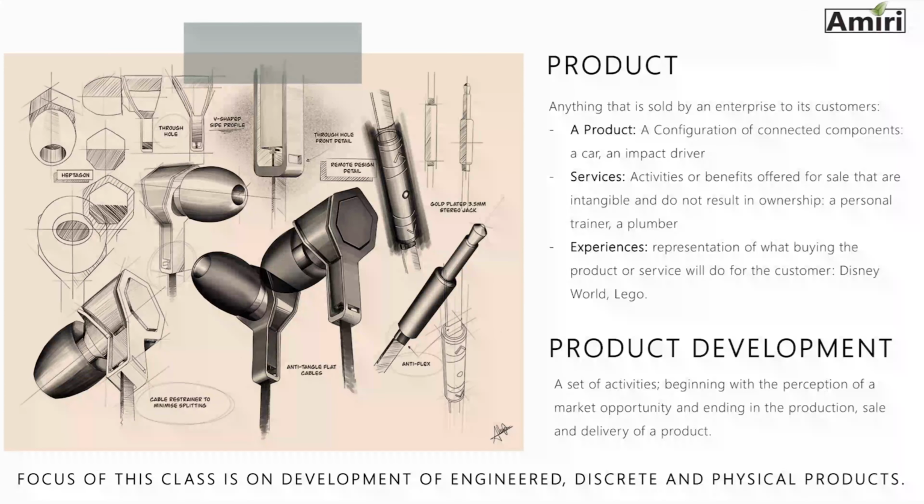For example, a car, an impact driver, a tool, again, a physical product that you sell to a customer. It could mean a service, some activities or benefits that you offer to a customer, such as a plumber or a personal trainer. It could also mean an experience, which is a representation of what buying a product will do for the customer, such as Disney World.